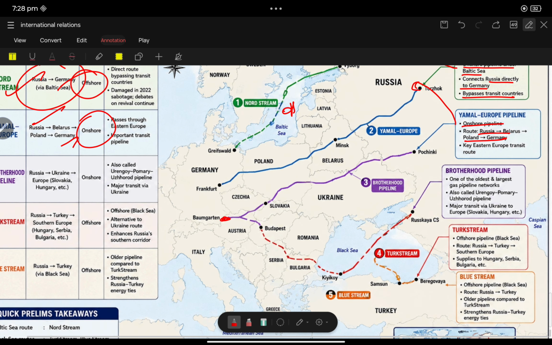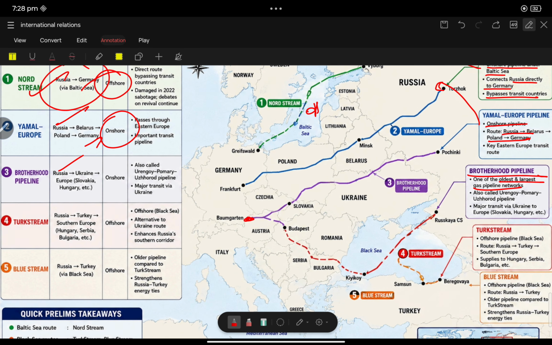Next, the Brotherhood pipeline. It is one of the oldest and largest gas pipeline networks, running from Russia through Ukraine to Europe. It is also onshore, a major transit route through Ukraine to Europe. Next, Turk Stream: Russia, Turkey.